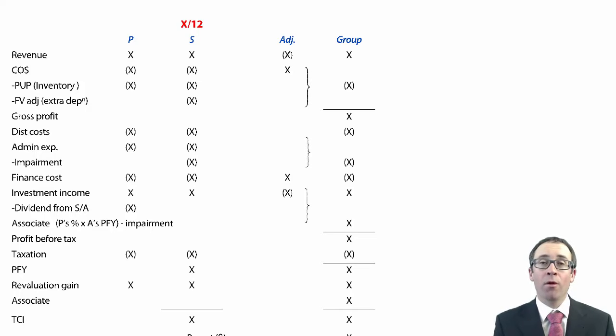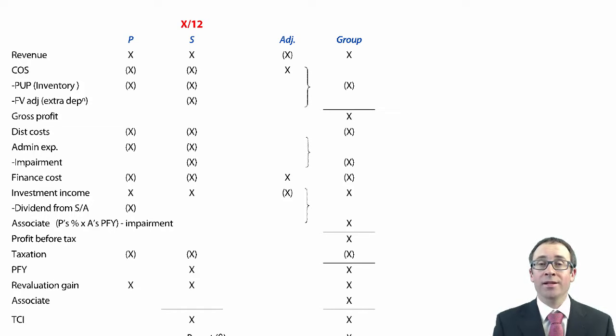Okay. So remember, what we have is control over a subsidiary. We have influence over the associate. So we are going to consolidate the subsidiary on a line-by-line basis: revenue, costs, other comprehensive income. And then for the associate, we're going to equity account. So we're going to put in our share of the profit of the associate and our share of the other comprehensive income of the associate.